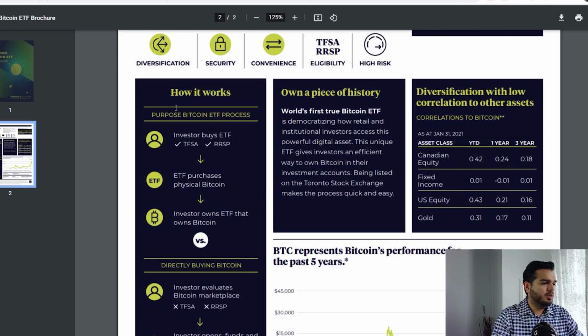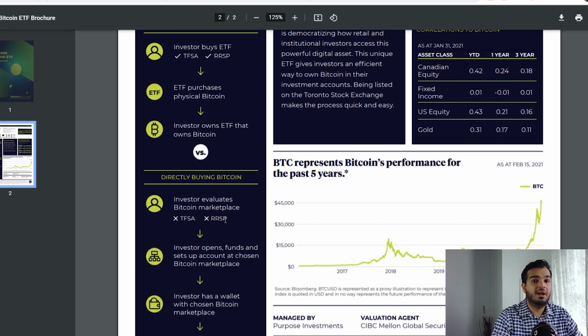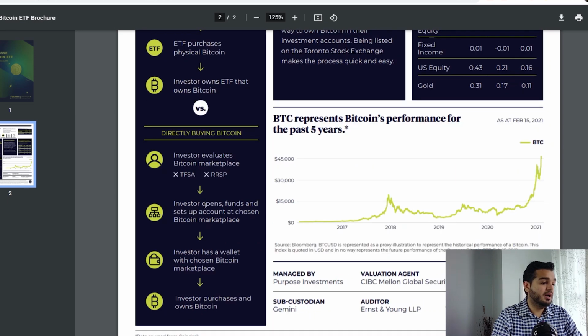So this gives you a quick overview of how this ETF works. You buy the ETF either through a TFSA or an RRSP. The ETF purchases physical Bitcoin, and the investor, meaning you or me in this case, you own the ETF that owns Bitcoin in comparison to directly buying Bitcoin. Because if you directly buy Bitcoin, it can't go in a TFSA or an RRSP. So when you're buying and selling Bitcoin directly, you'll have to pay capital gains. The other piece is that when you buy Bitcoin directly, you also have to open an account with another exchange or another marketplace. So with this ETF, you're skipping all that.